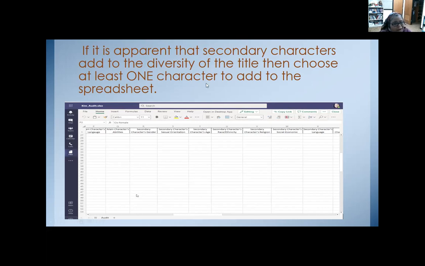A lot of times there's more than one secondary character, and it's hard to choose. If it's a group, just choose one. You don't have to do a whole bunch of them unless you think it really, really matters to the story, and that's at your discretion. But same thing, you'll fill out the same things that we ask for as the main characters, and you'll just use your drop down boxes and fill that in.